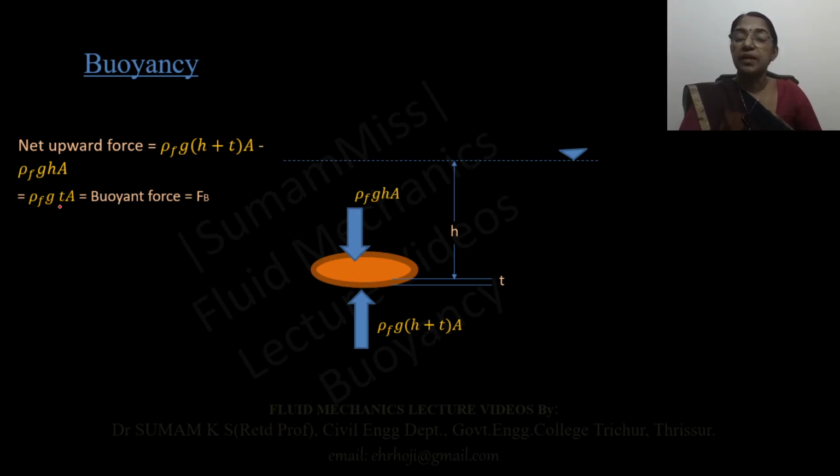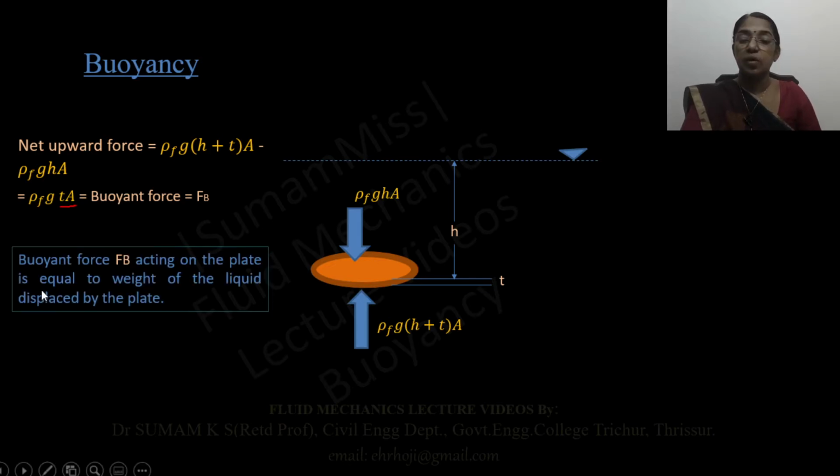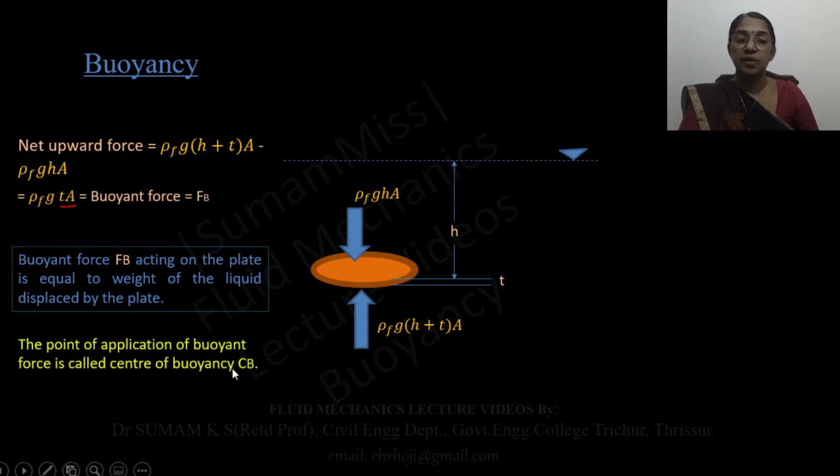So in this equation, A into T represents the volume of the plate and ρf g represents the specific weight of the liquid. So ρf g T A represents the weight of the liquid displaced by the plate. Or in other words, the buoyant force Fb acting on the plate is equal to the weight of the liquid displaced by the plate. The point of action of this buoyant force is called the center of buoyancy.